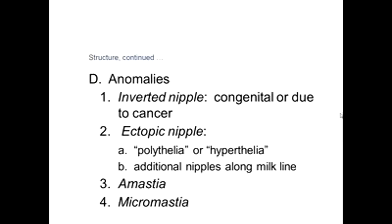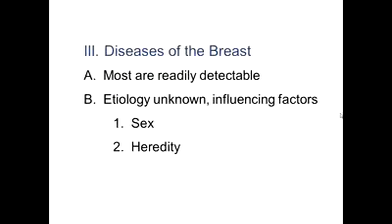So certain congenital anomalies of the breast: inverted nipple, congenital, not due to cancer. Ectopic nipples mean they are not at the normal site. Sometimes you have polythelia or hyperthelia, sometimes an additional nipple along the milk line, amastia or micromastia. These are the congenital anomalies.